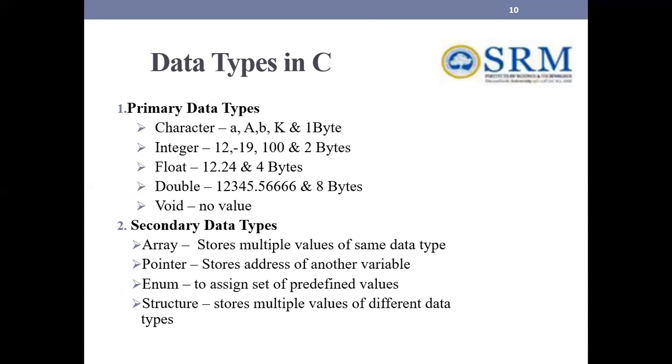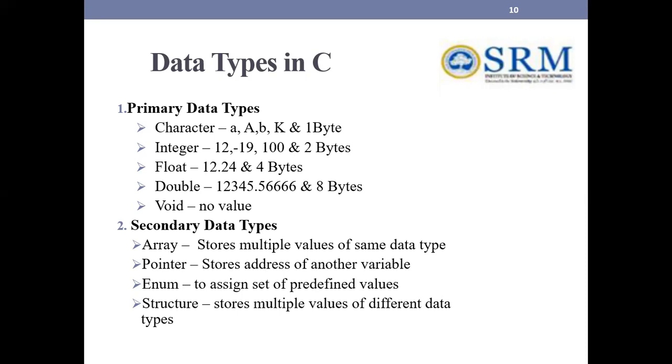And what are the data types in C language? Data means a raw fact, and the types of data are called data types in C language. There are two types of data in C language: primary data types and secondary data types. In primary data types, we have character. Character means a single letter. A single character is called the character data type. For example, small a, capital A, small b, capital B can be used as a single character, and it occupies 1 byte in memory. The size of character is 1 byte.